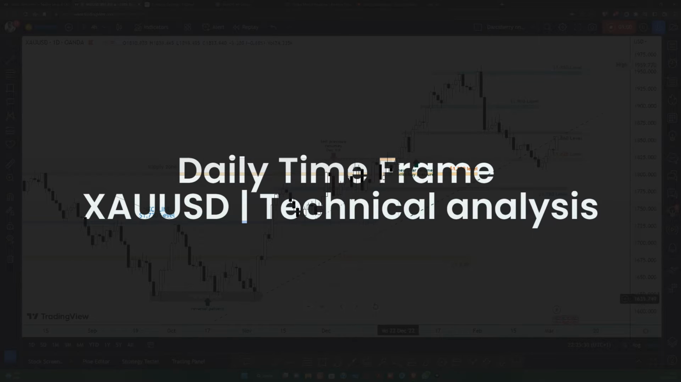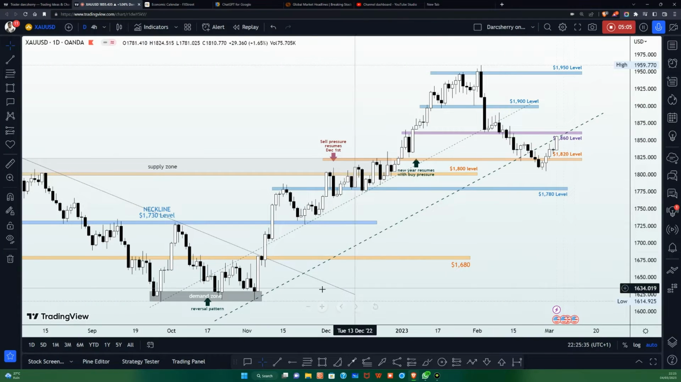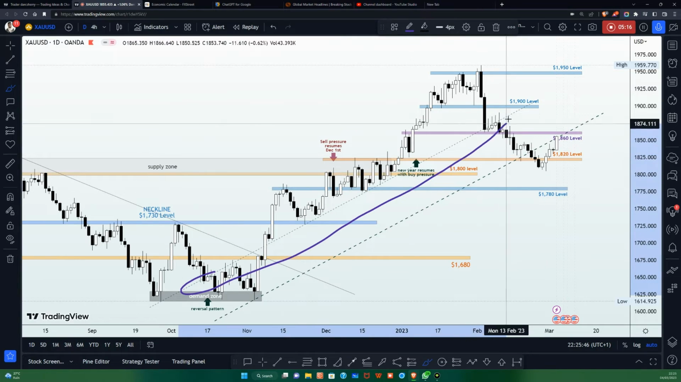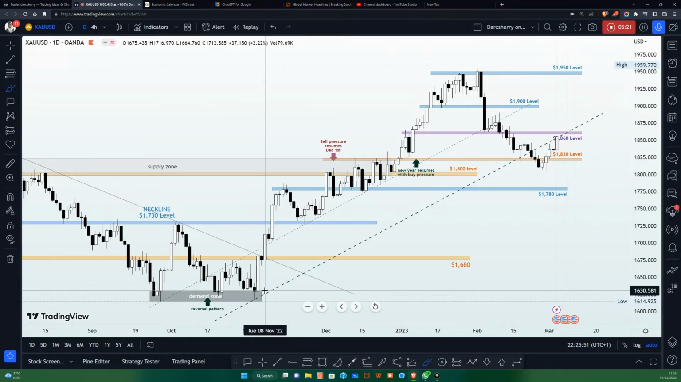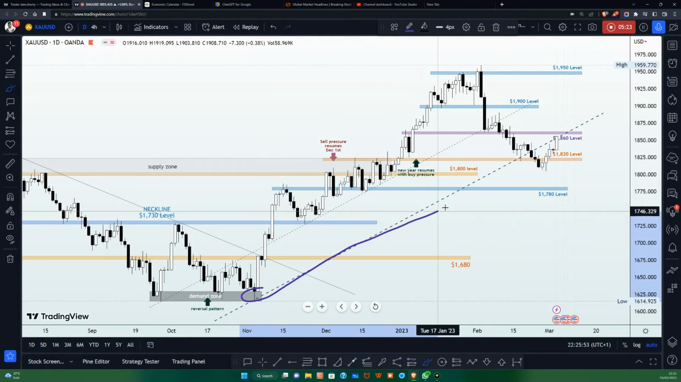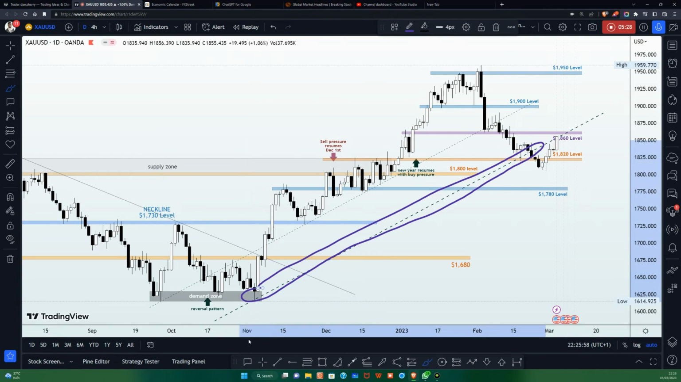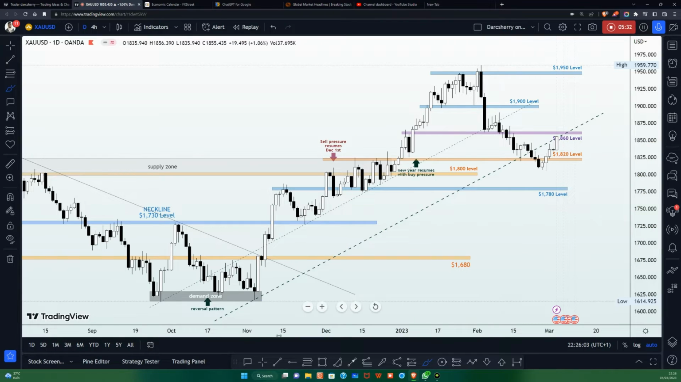So right now we are on the daily time frame where it is very obvious that price action has been bullish since the last quarter of last year. Since the month of October, we saw bullish momentum as price action continued to find higher lows to further emphasize the strength of the buyers. And another bullish trend line I have here around this area also shares a confluence with that 1820, where we started seeing buy pressure resume during the course of last week's trading session.